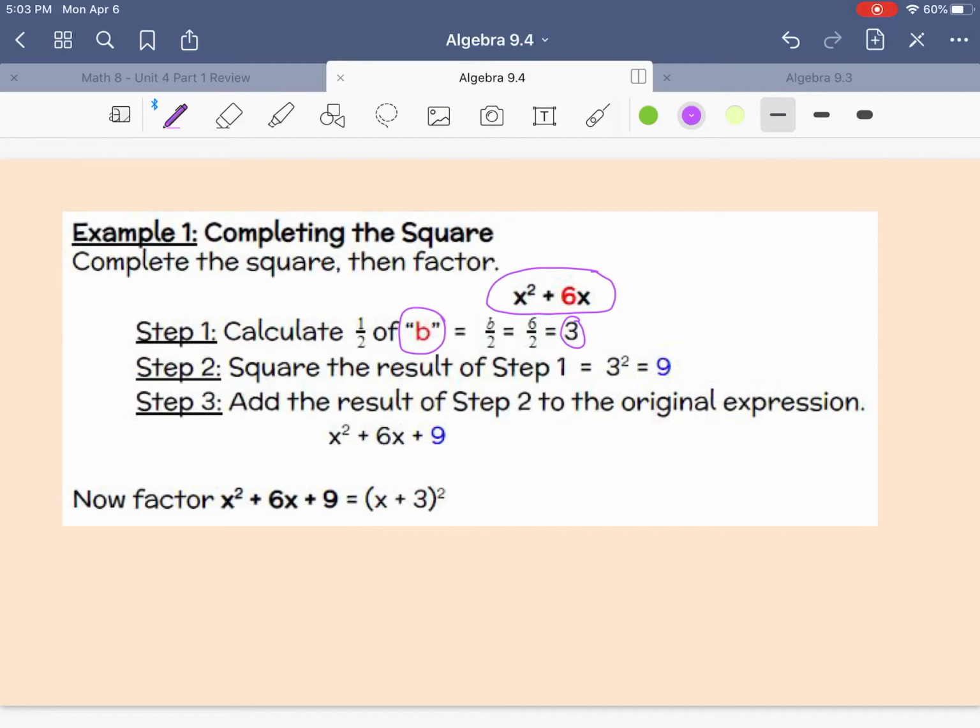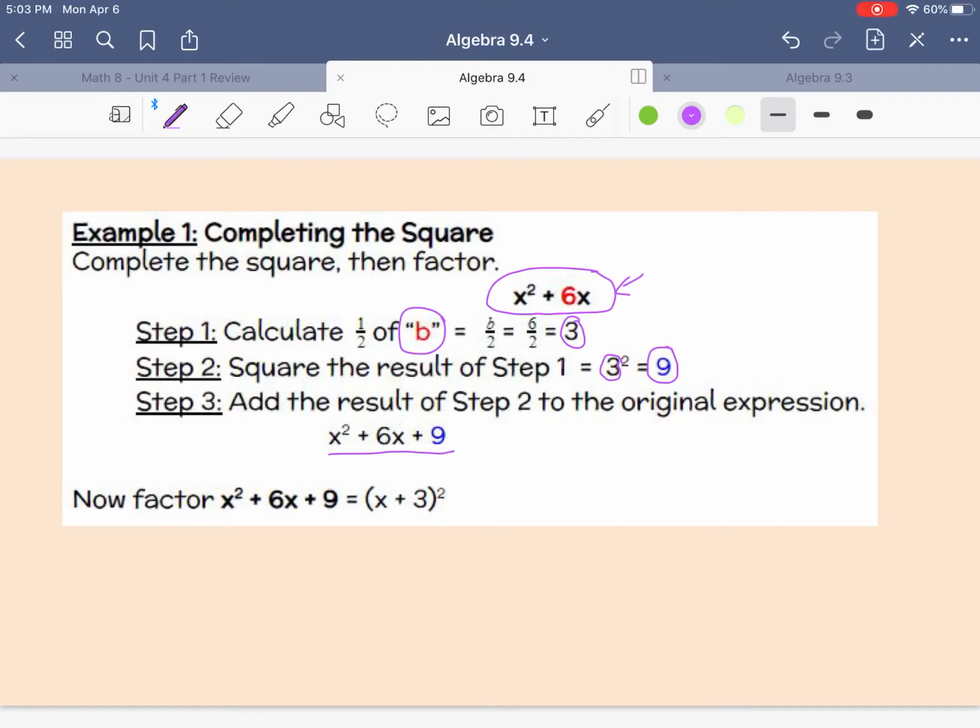Step 2, we want to take the result that we got from step 1, which is 3, and we want to square that result. So 3 squared is 9. Now we are going to add that result to the original expression. So our original expression was x squared plus 6x, and then we're going to put that 9 on it.